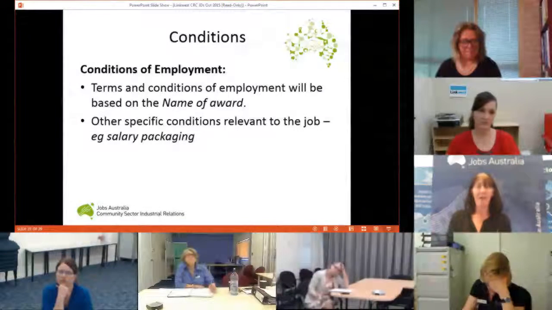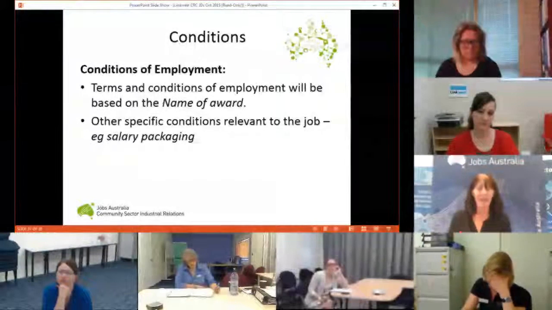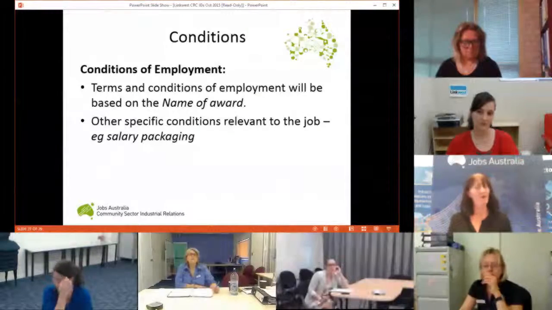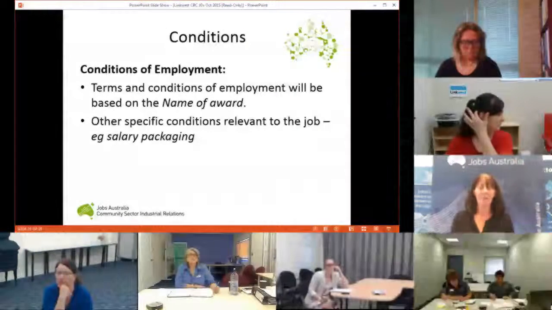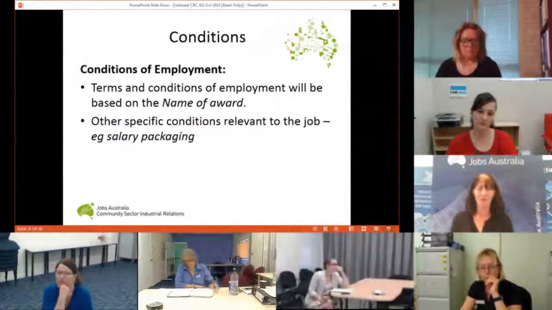You might also have that salary packaging is provided for within your organisation. Again, that may be restated in the contract of employment, and we'll have a look at that down the track. But if there's anything specific, I'll give you another example. If you expect to work with children check, you might want to put that in the position description.